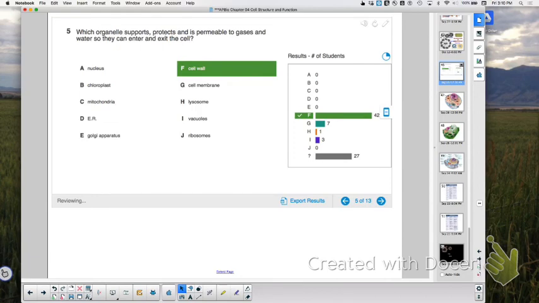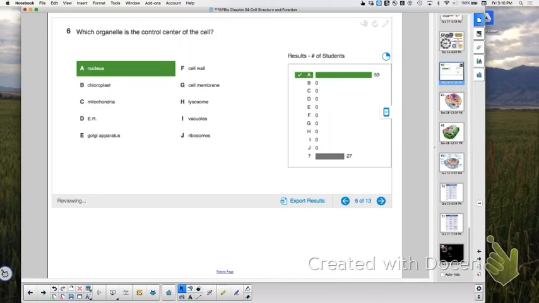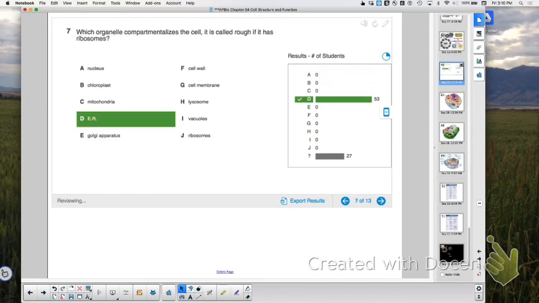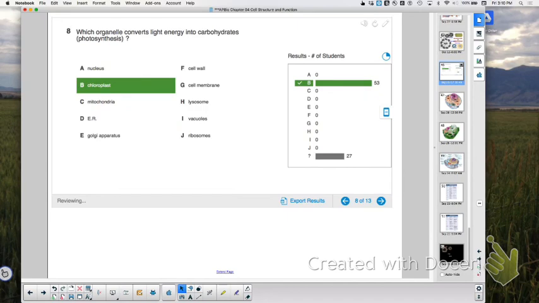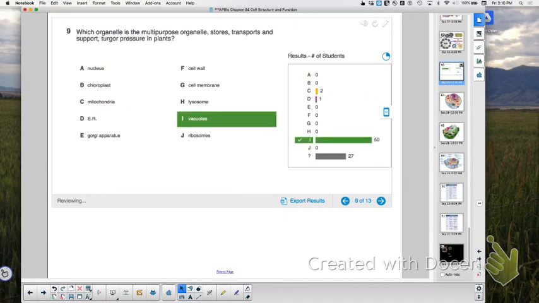Supports, protects, is permeable to gases. That's your cell wall. Not, what did you say, cell membrane? No. Is the job of the cell membrane to protect? No. Is it to support? No. The cytoskeleton, if you don't have a cell wall, would do that job. Yay, control center, nucleus. Yay, ER compartmentalizes. Chloroplast? No. Which organelle is the multi-purpose organelle? Stores, transport, support, triggers pressure in plants. Vacuoles.